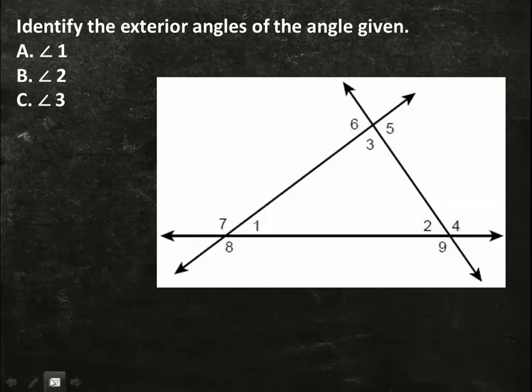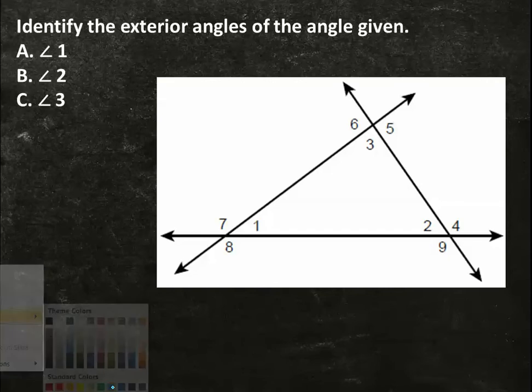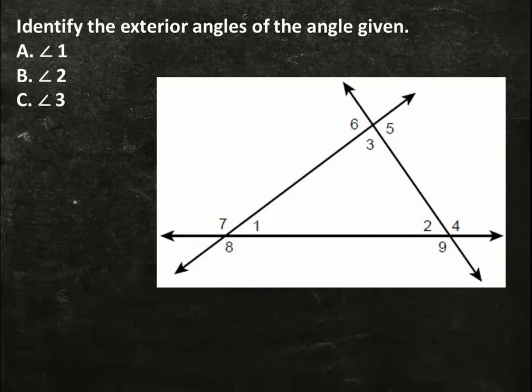So this says, let me get my pen ready. Ink color blue so it'll show up everywhere. It says, identify the exterior angles of the angle given. So if I'm going to look for the exterior angles of angle 1, here's angle 1. Angle 1's exterior angles are going to be 7 and 8.